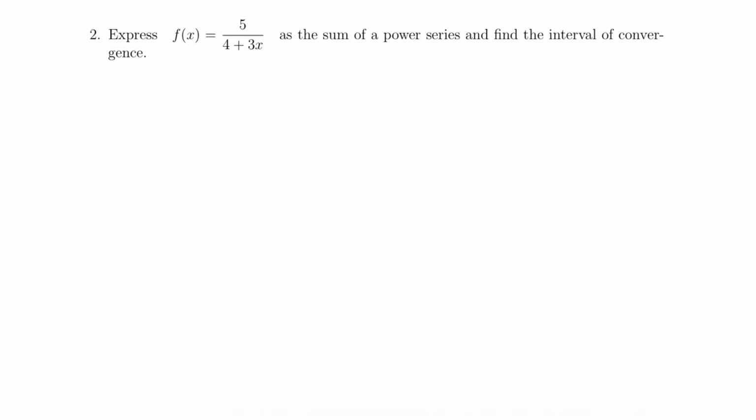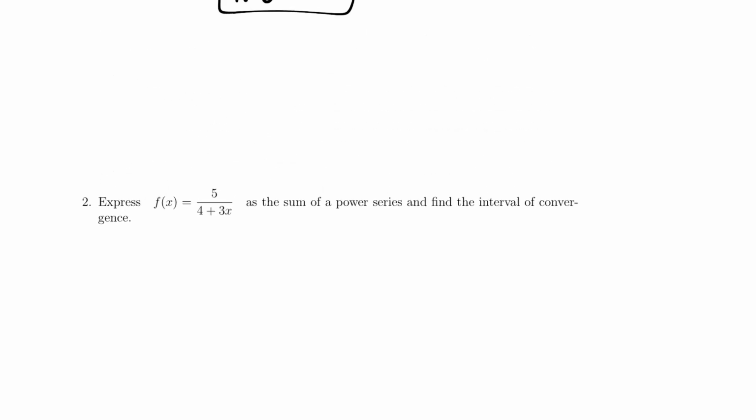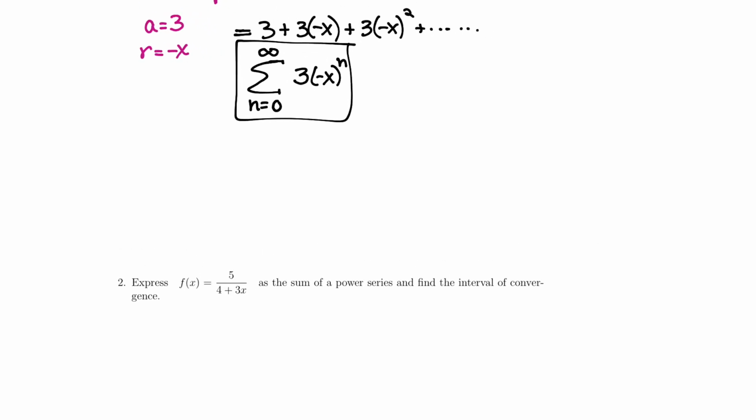Express 5 over 4 plus 3x as the sum of a power series and find the interval of convergence. Oh, was I supposed to find the interval of convergence on the last one or just find the series? I didn't find the interval of convergence on that last one. Sorry, I jumped ahead. But you know how to find an interval of convergence, by the way.